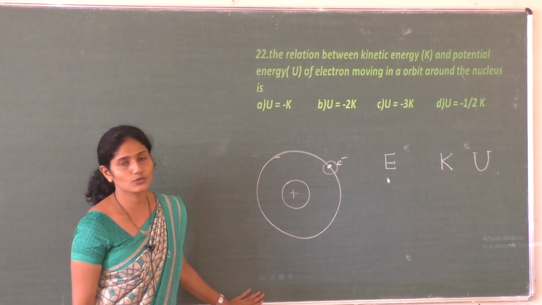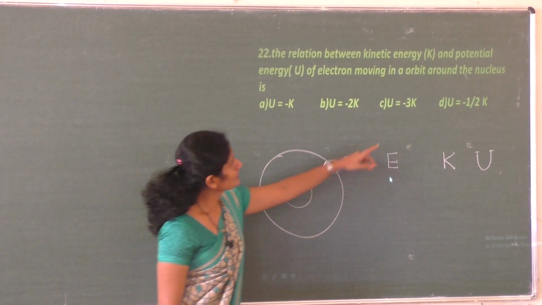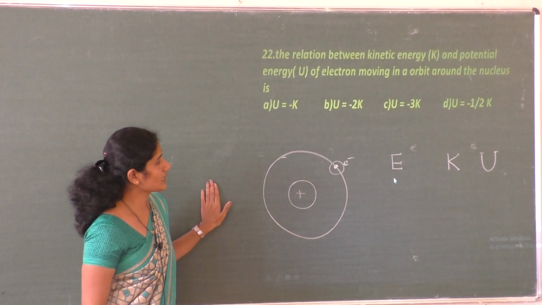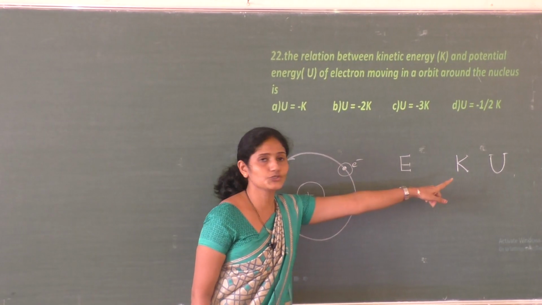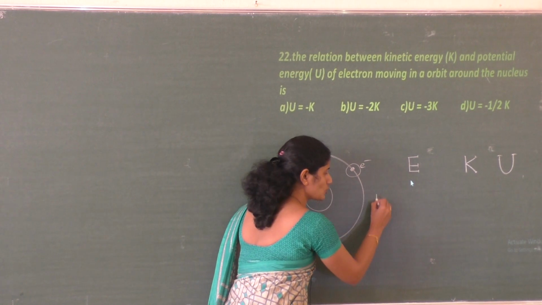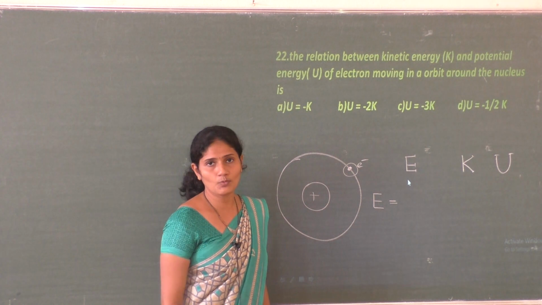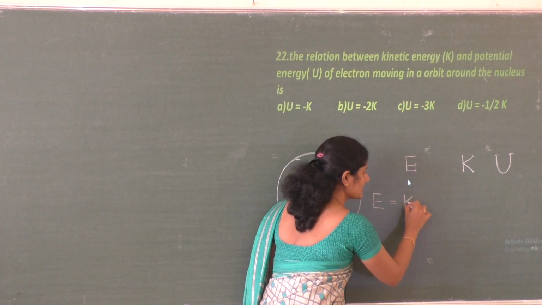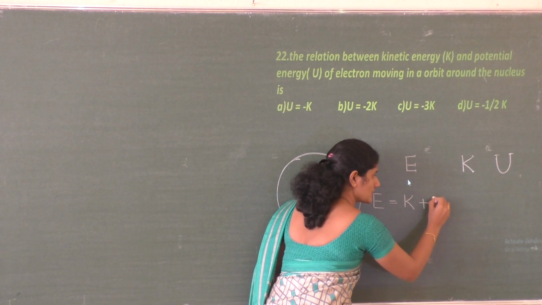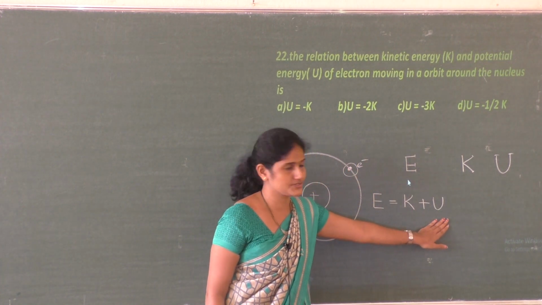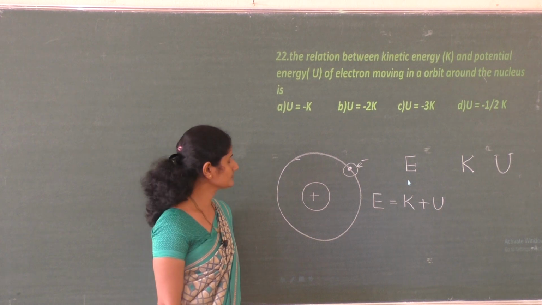Kinetic energy is denoted by the symbol K, as mentioned in the question, and potential energy is denoted by the symbol U. So the total energy of the electron, E, is equal to the sum of kinetic energy and potential energy.